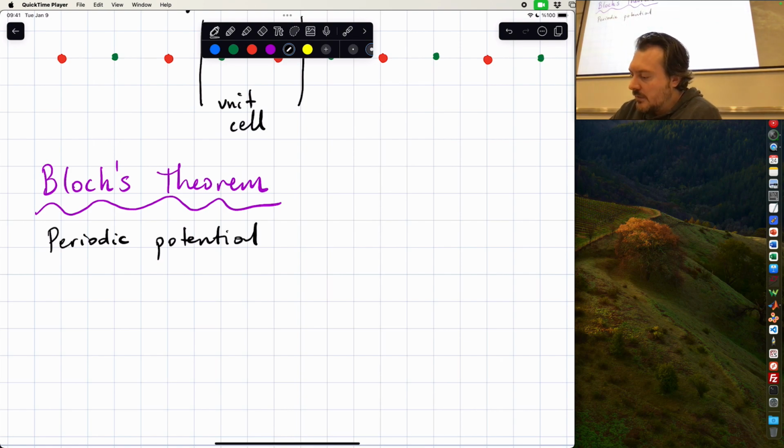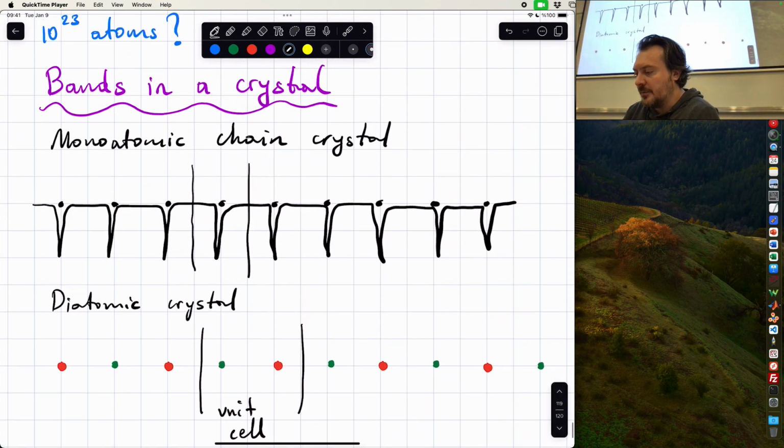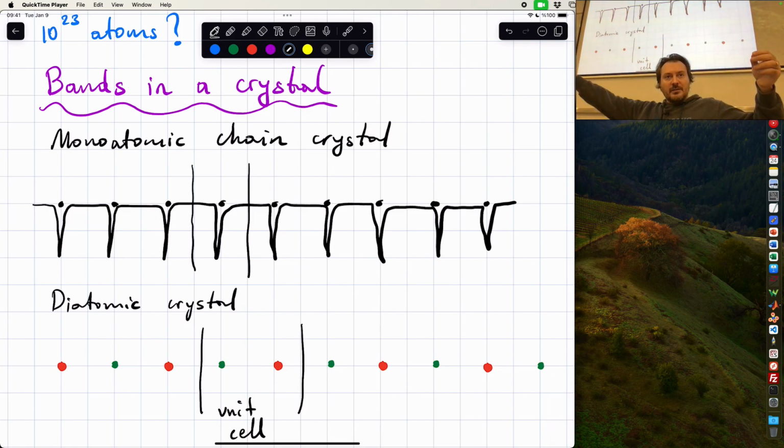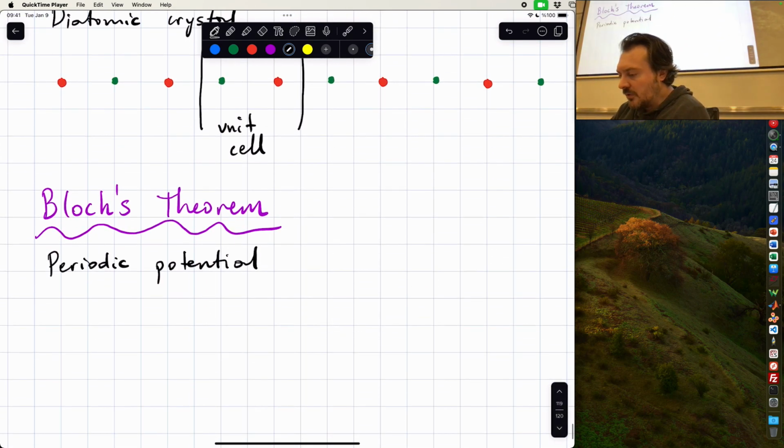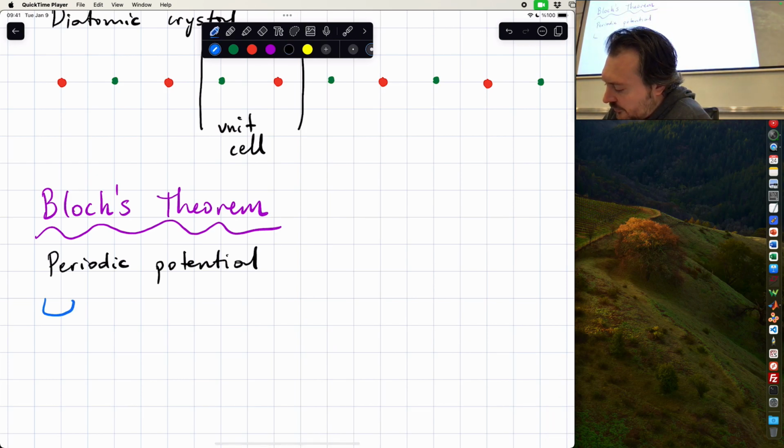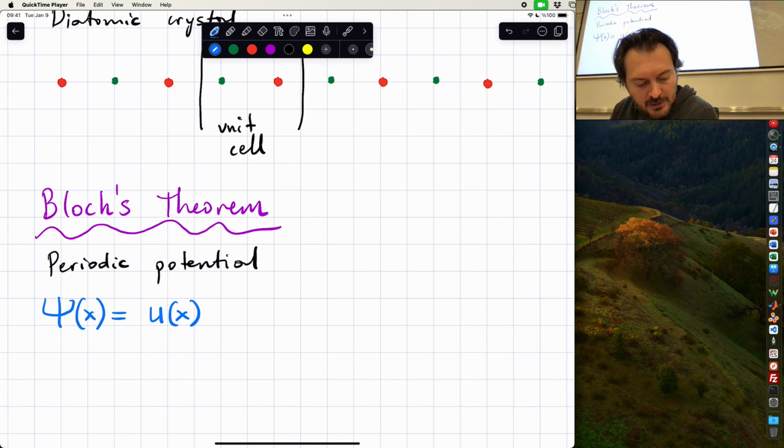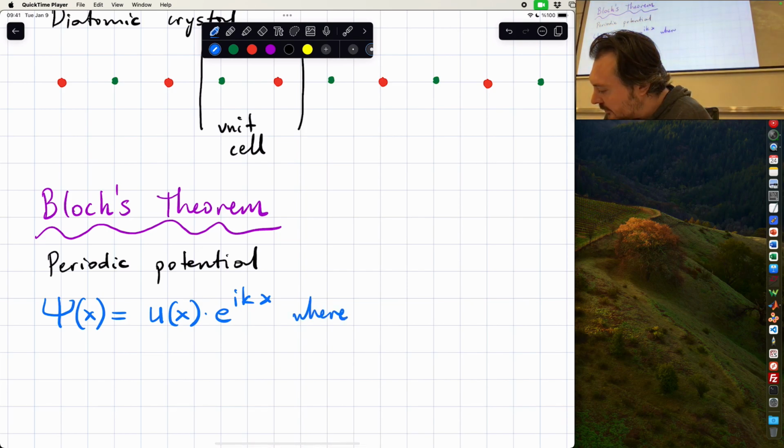Okay? Just like here, there is a periodic potential. It keeps repeating. The same thing keeps repeating. Bloch tells you that in these cases, the solution must be in this form. The solution must have a repeating part multiplied by a plane wave, where u of x plus a is u of x.